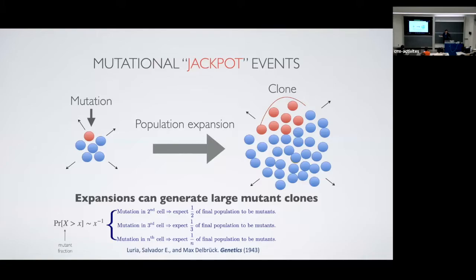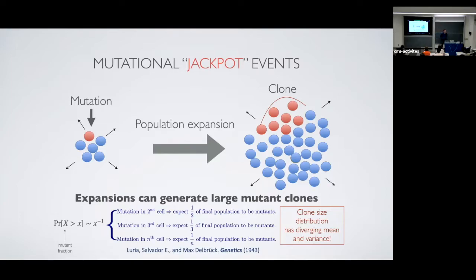And by this argument, you can easily convince yourself that, well, conditional on one mutation entering this growing population, the probability that the final fraction is larger than little x should go like 1/x. So that's a rather broad distribution of mutant frequencies. And in fact, if this didn't have any cutoff, this frequency distribution would have a diverging mean and variance. So in fact, of course, there is a cutoff set by essentially the population size.